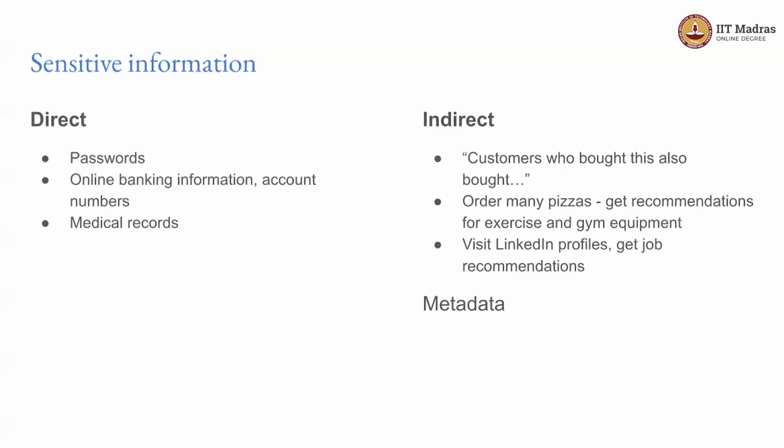Similarly, you might find that if you order pizzas, right, after a while, the recommendation engines are getting so smart that they decide, okay, maybe it's time for you to get some exercise, and you start getting recommendations for exercise and gym equipment. Okay, you go to LinkedIn, the job oriented website, and you might start getting job recommendations based on the kind of profiles that you are visiting. Now, all of this, you have not really registered on LinkedIn looking for a job. You have not really asked for gym equipment.